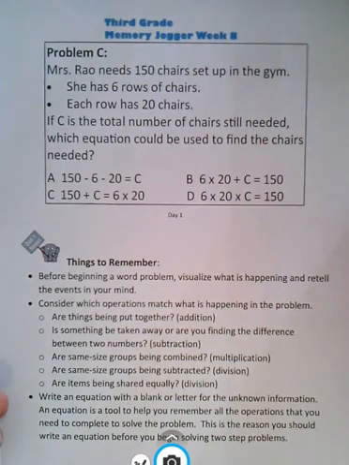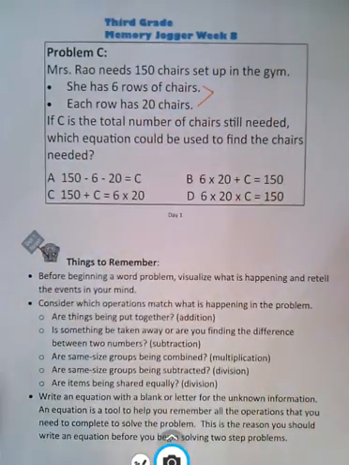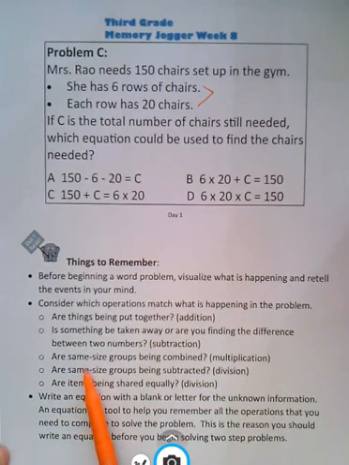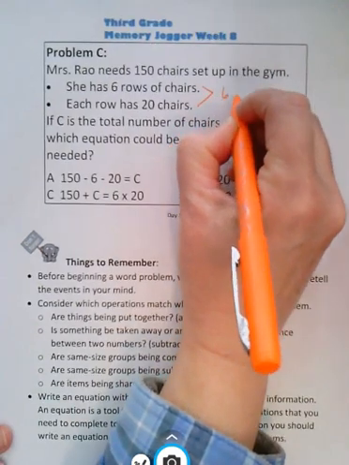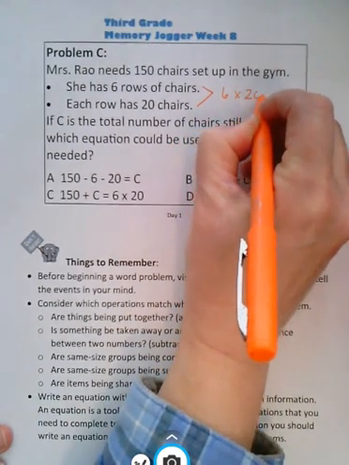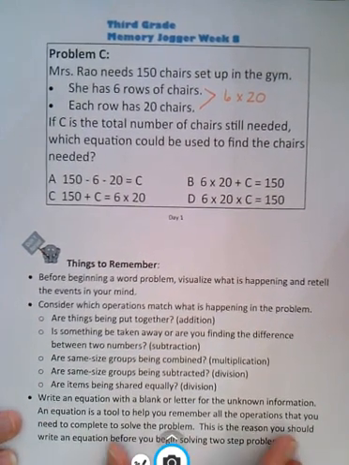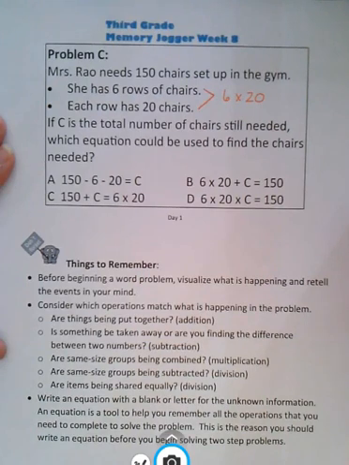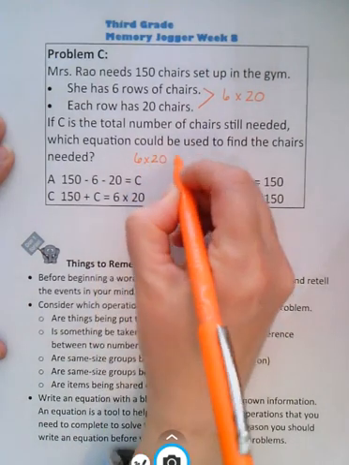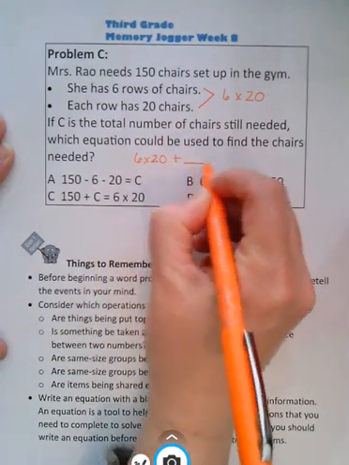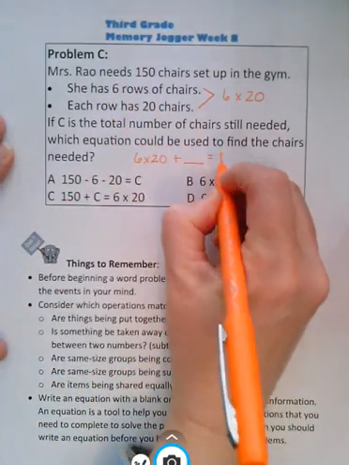So what we know right now is that there are 6 rows with 20 chairs. And as we mentioned here, anytime that we're putting same size groups together, that's multiplication. So we have 6 groups of 20 chairs. So we know that 6 times 20 would be part of the equation that we're writing. And we know that we're trying to get to 150 chairs. So if we have 6 times 20 and we add on some more chairs, that's the part that we don't know, then that's going to give us the total number of chairs that are needed.